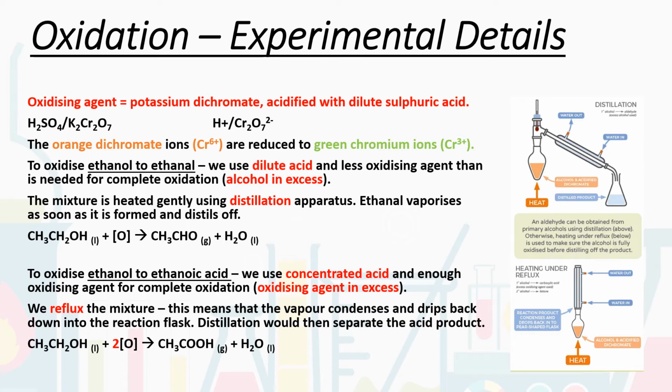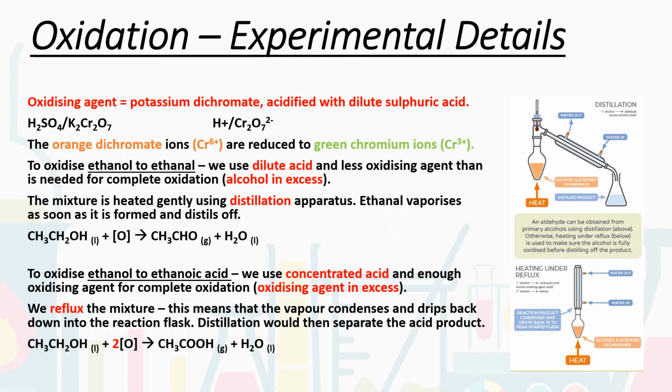We can also write some equations, and typically rather than using the full formula of the oxidizing agent because it's a bit complex, we just tend to use O in square brackets to denote an oxidizing agent. So when we're oxidizing our ethanol to ethanal, the aldehyde, we have CH3CH2OH plus our oxidizing agent. And remember that our aldehydes are characterized by a CHO functional group, so it's CH3CHO, and we produce water.